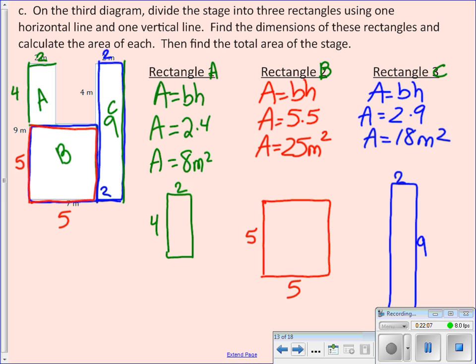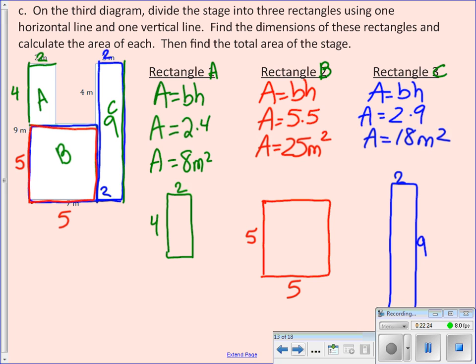A square is a rectangle. Good thinking though, going back and looking at the directions. Not all rectangles are squares, but all squares are rectangles. Exactly.